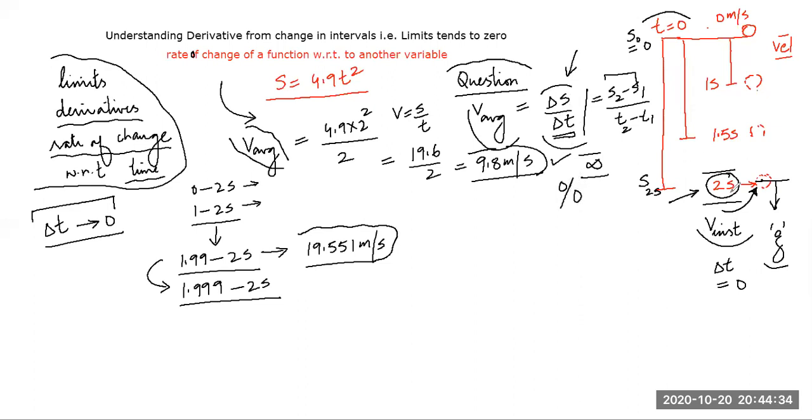So I assume that at 2 seconds the body has not traveled anything, and that is true. Exactly at 2 seconds, when there's no interval before 2 or after 2, the body has not traveled any distance. This is correct. So this is of the form 0 by 0. But then, when students study limits and derivatives, they get some idea that whenever a limit is of the form 0 by 0, there is a hidden answer.